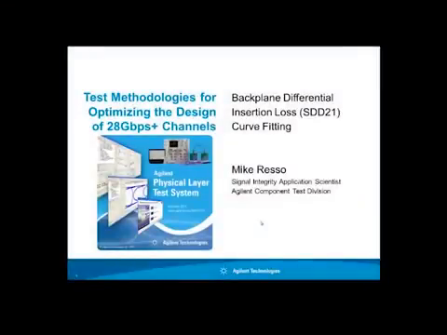My name is Mike Resso, and I'm a Signal Integrity Application Scientist at Agilent Technologies. Today I'm going to be talking about test methodologies for optimizing the design of 28 gigabit per second and higher channels. Specifically, we're going to talk about backplane differential insertion loss and how to do some curve fitting with MATLAB as a new feature of physical layer test system software.